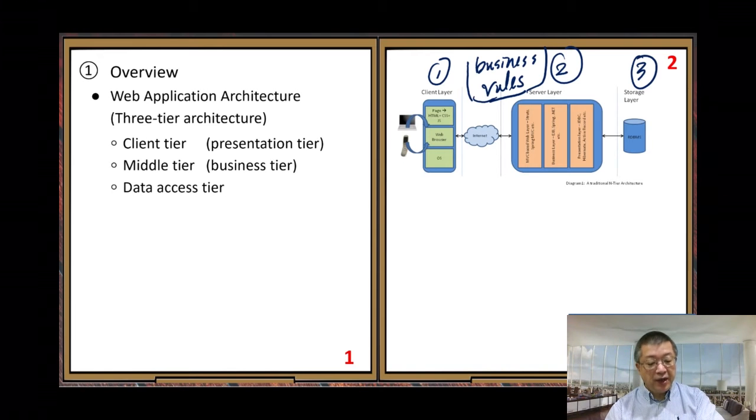All right. Then the third tier, data access tier. So you put a database server here. Here you can see it's a database server. The cylinder shape represents a database server, to store data in this layer. For this class, we use MySQL as our third layer or tier.